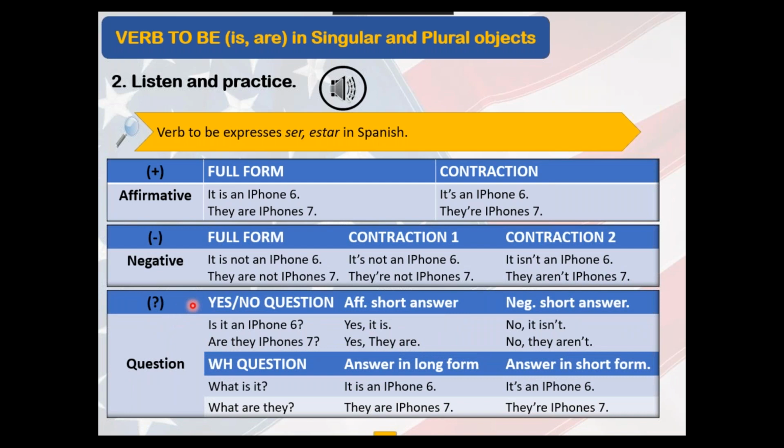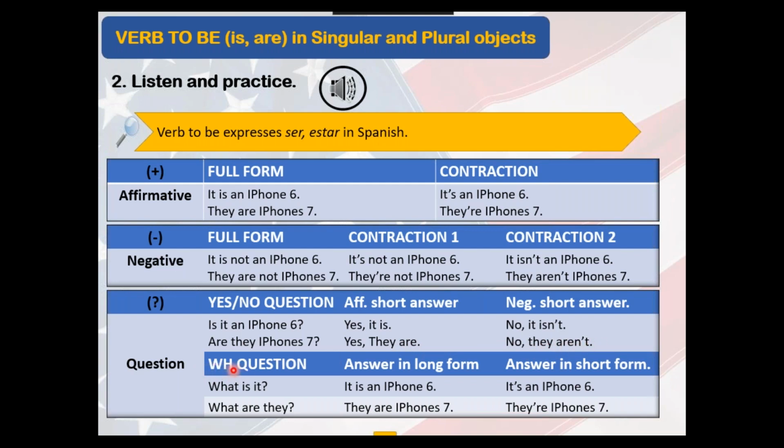In questions with yes, no question, we say yes, no question because the answer is yes or no, okay? Example, in singular, is it an iPhone 6? Yes, it is. Suppose it's negative. No, it isn't. In plural, are they iPhone 7? Yes, they are. Suppose it's negative. No, they aren't.